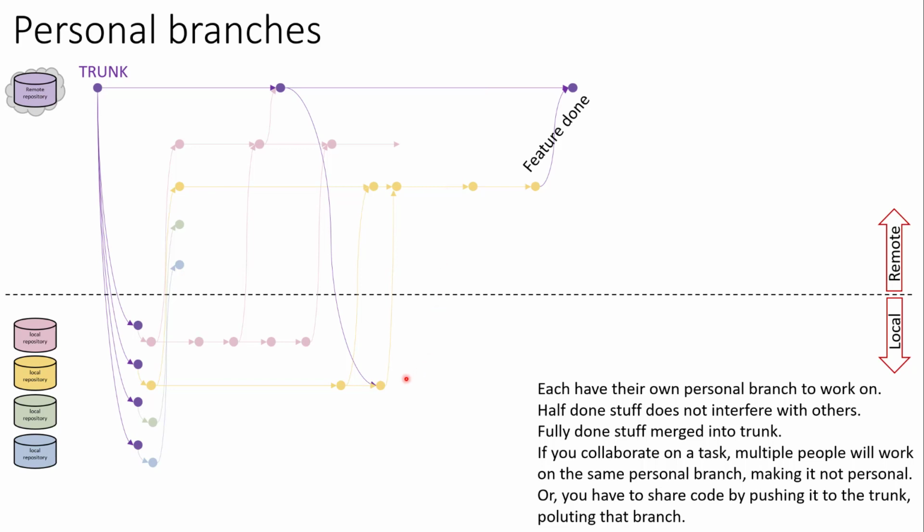But it's difficult for multiple people to work on the same feature, because either you have to share your code through the trunk, meaning a lot of pushing and pulling to the trunk, which may conflict with the other group members, or you have to have two people work on the same personal branch, and then the personal part of that branch gets diluted because it's no longer personal, and which branch are you working on, and so on. So I don't recommend this approach either, but it's slightly better than the previous one.